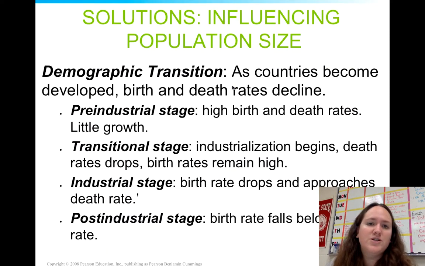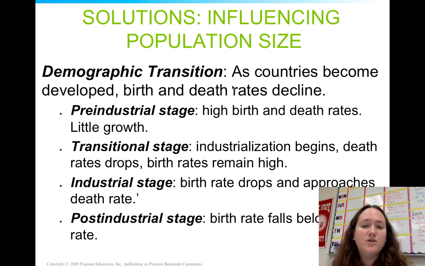So looking at your population size, as your population goes from developing to developed, we use something called the demographic transition. You also hear it referred to as DTM, the demographic transition model. As countries become more developed, their birth and their death rates start to decline for different reasons. So in our pre-industrial stage, you have high birth rates and high death rates, which means you still have little growth, even though you have a lot of babies being born. The problem is those babies are dying, and also just people in general are dying. They're not living as long.